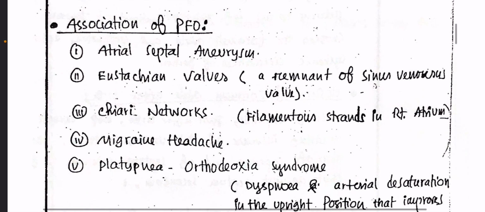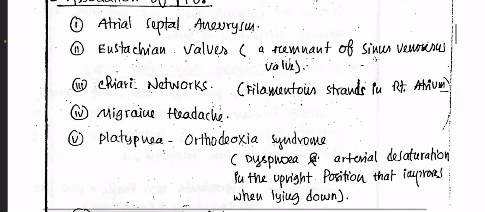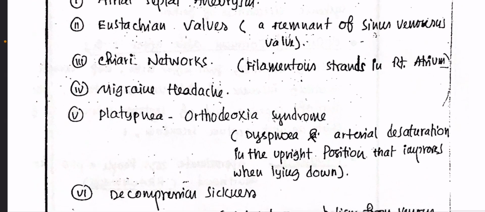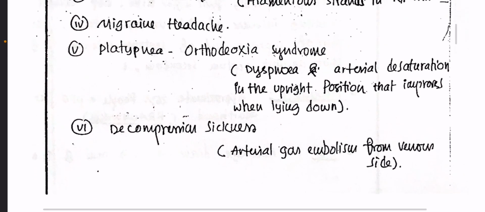Now, associations of PFO. What are the associations of PFO? Atrial septal aneurysm, eustachian valve, a remnant of the sinus venosus valve, Chiari network, filamentous strands in the right atrium, migraine headache, platypnea-orthodeoxia syndrome. What is platypnea-orthodeoxia syndrome? It is dyspnea and arterial desaturation in the upright position that improves while lying down. Decompression sickness, arterial gas embolism from the venous side.